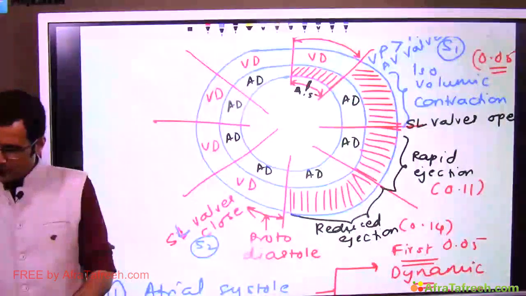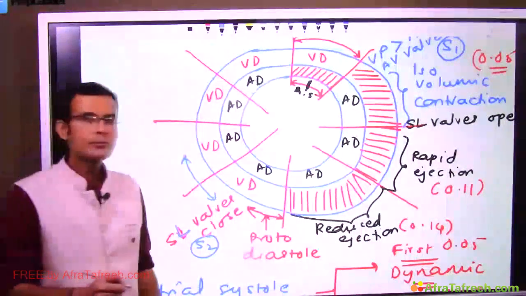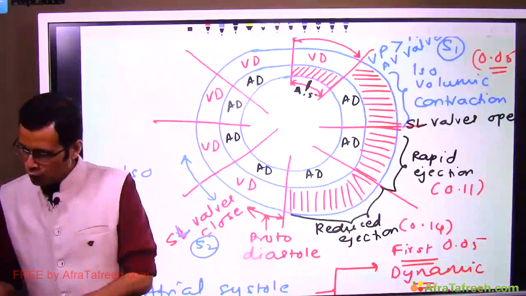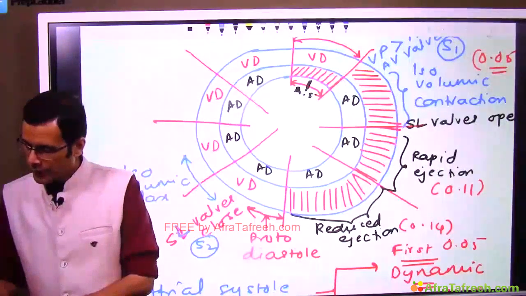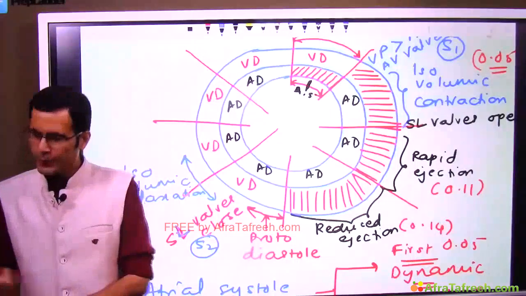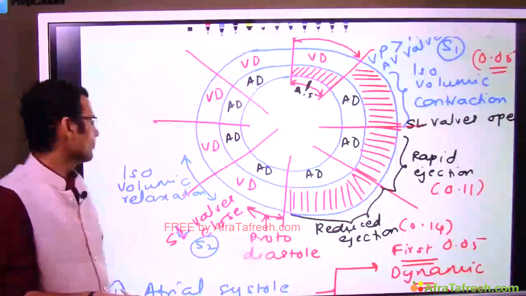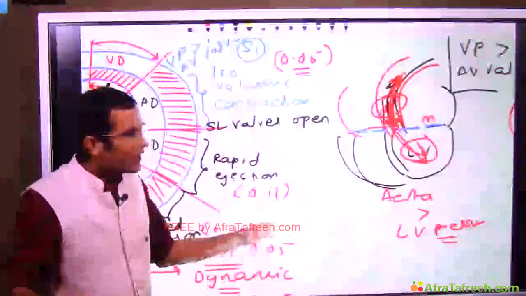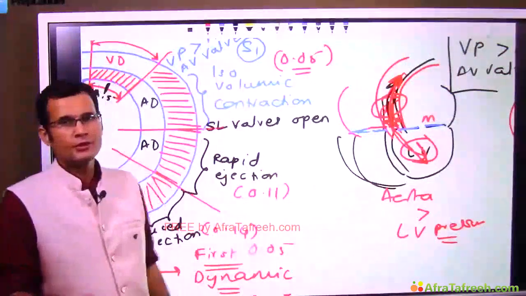So semilunar valves are closed, and AV valves are also closed. All four valves are closed and ventricles are relaxing like a closed chamber. So that will be called isovolumic relaxation. Isovolumic, ventricular volume cannot change. They cannot receive blood from anywhere because all four valves are closed. So that's isovolumic relaxation. Now again, I want to add something to this on the sidelines of this discussion.